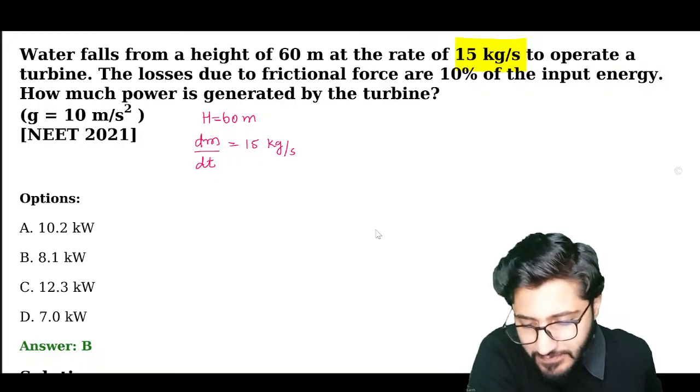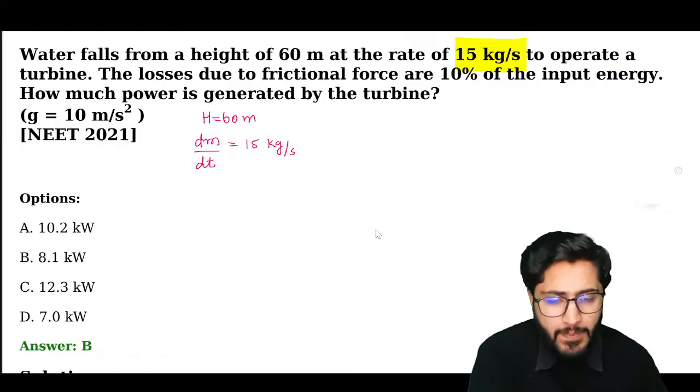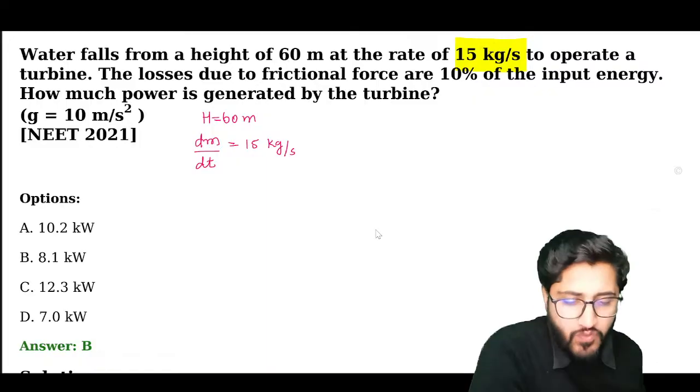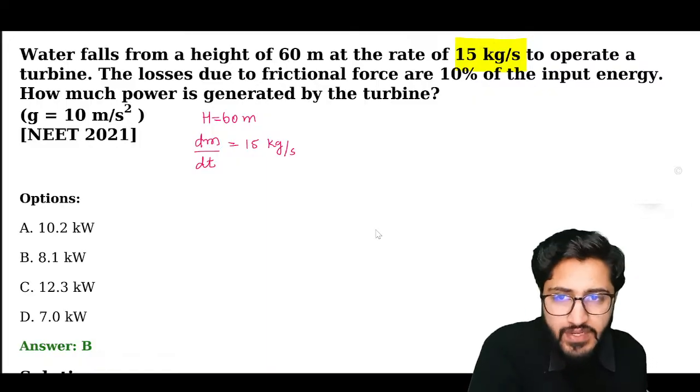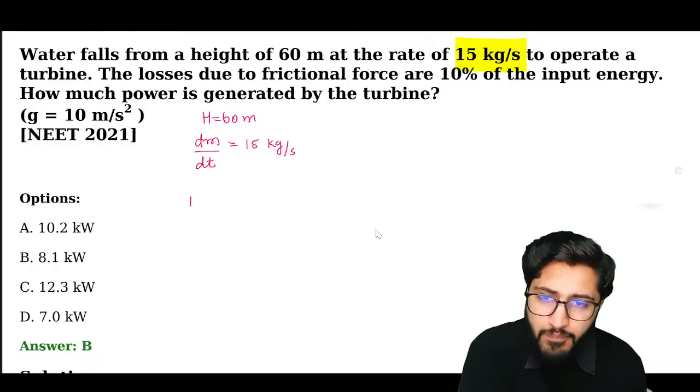Thank you very much. So what we have now? Yes, dm by dt is given to be 15 kilogram per second. Now what we have to find out is basically the power generated. So basically power generated. Now I can write here power generated.